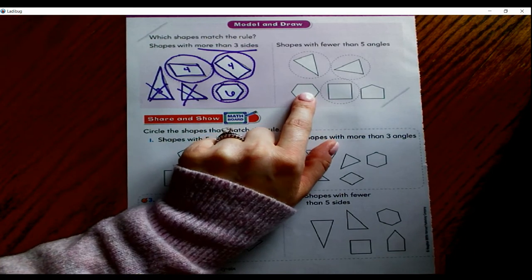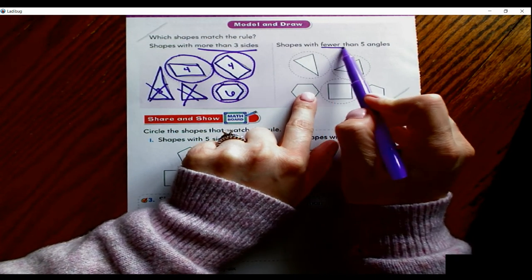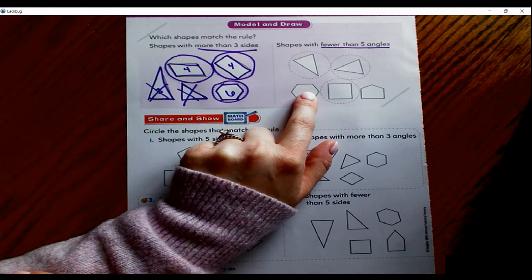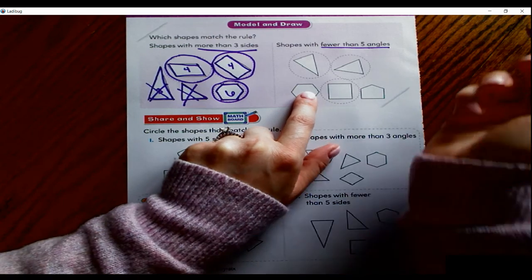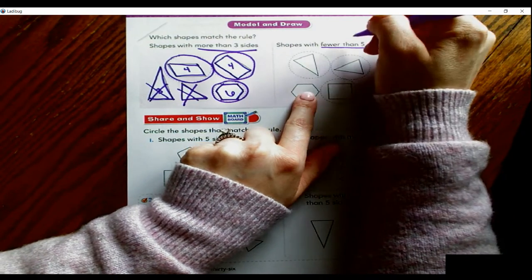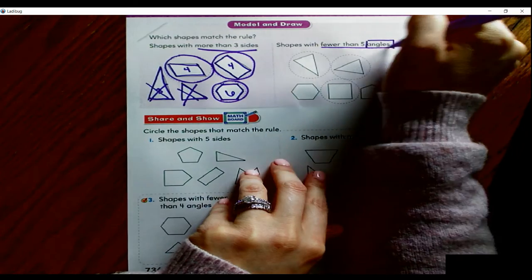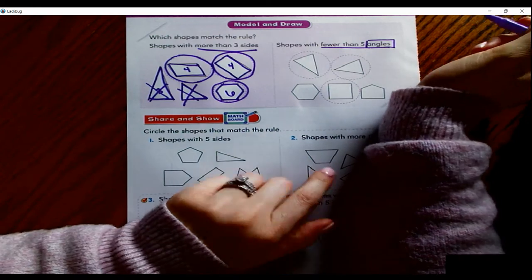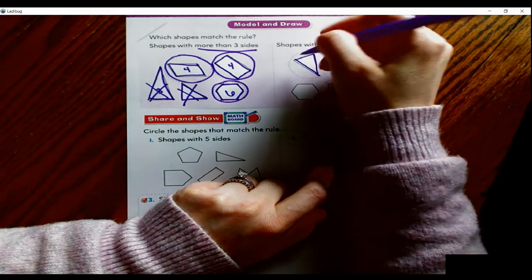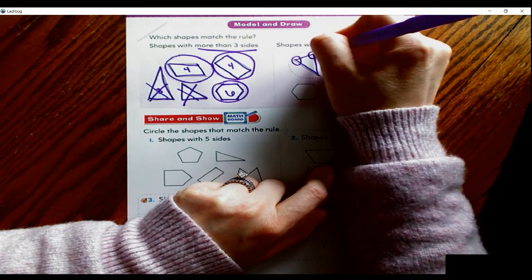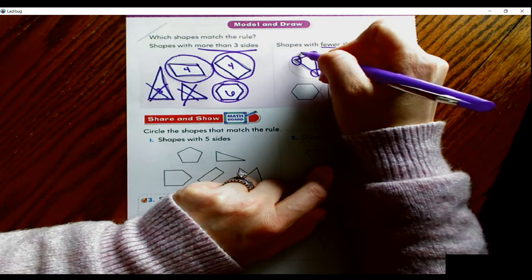Here, you can kind of see where they already circled it, but this one's the opposite. It says fewer than 5 angles, so I have to pay attention to those words. I know I should be looking for shapes that have less than or fewer than 5, not sides this time, but angles, okay? So let's take a look here. I have 1, 2, 3 sides and 1, 2, 3 angles. This is fewer than 5, so I will circle it.